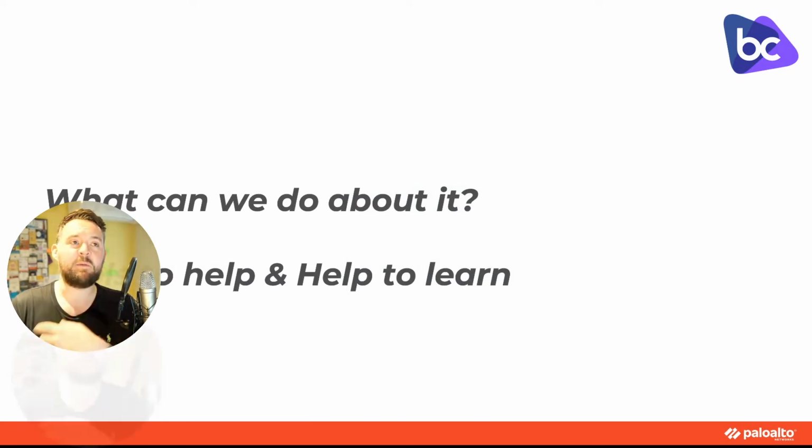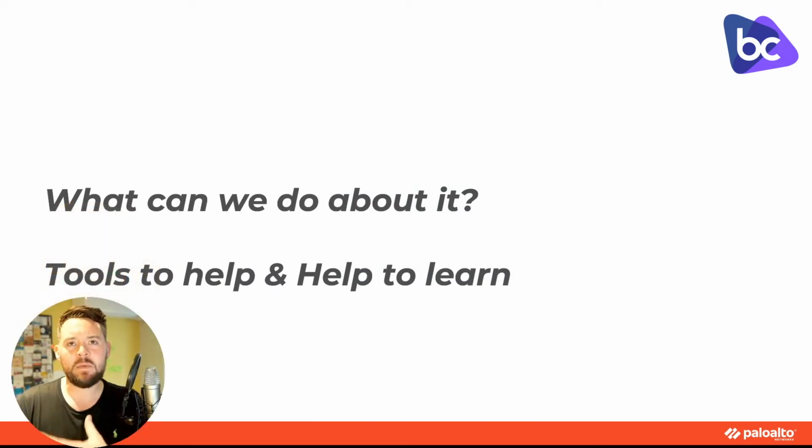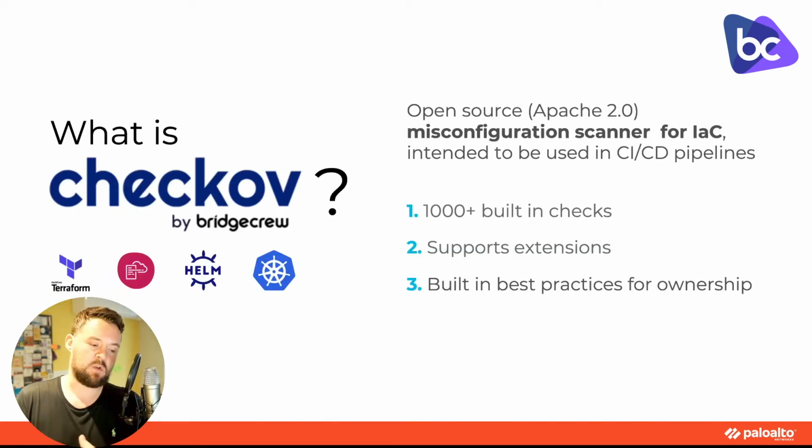So what can we do about it? What tools can we use to immediately improve our security posture when it comes to infrastructure as code? So the first one I want to talk about is by BridgeCrew at Palo Alto. It's called Checkov. It's completely open source, and it is a static analysis scanner for infrastructure as code. Basically, it comes with a load of built-in checks against all of these CIS guidelines for Kubernetes, for Terraform, against AWS, Azure, Google Cloud, etc.